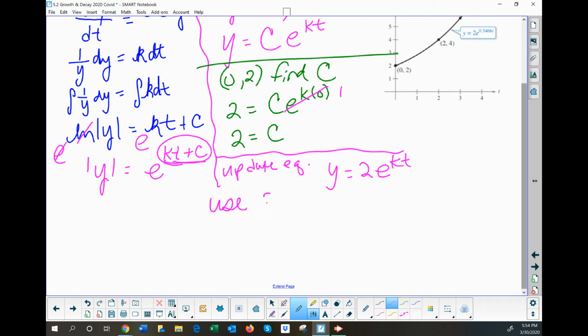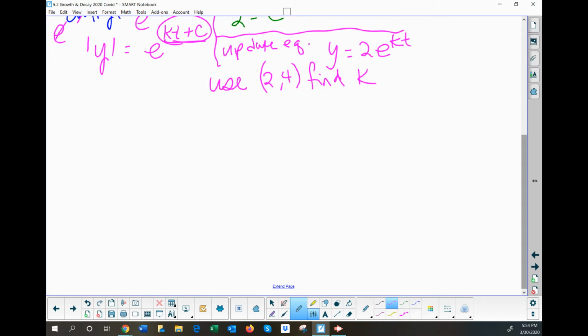All right, away we go. So 4 is my y, 2 times e to the k times 2, because t is the independent variable, which is 2. I can keep solving, so I'm going to divide by 2 and get 2 equals e to the 2k.